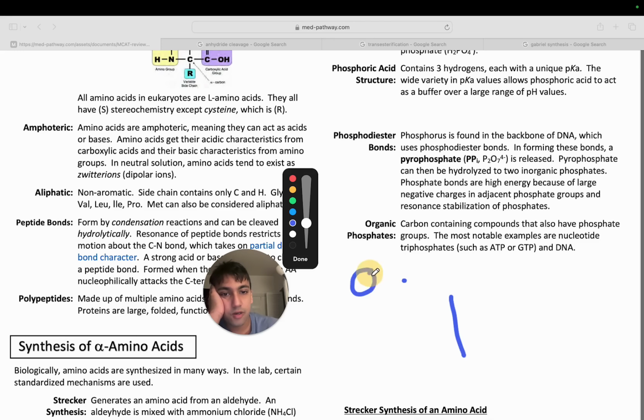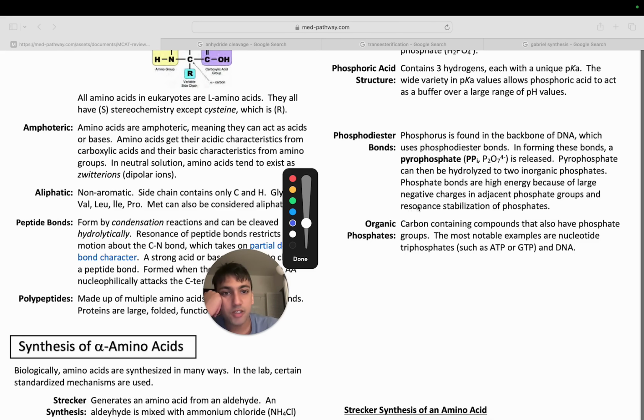So you have 1, 2, 3 phosphates on a nucleotide base, right? And what's happening is that you have to get rid of 2 of those phosphates in order for the phosphodiester bond to form. When you do that, you're getting rid of a pyrophosphate, or 2 inorganic phosphates. Pyrophosphates can then be hydrolyzed into 2 inorganic phosphates. That's basically when you take these 2 phosphates and split them up into individual inorganic phosphates.